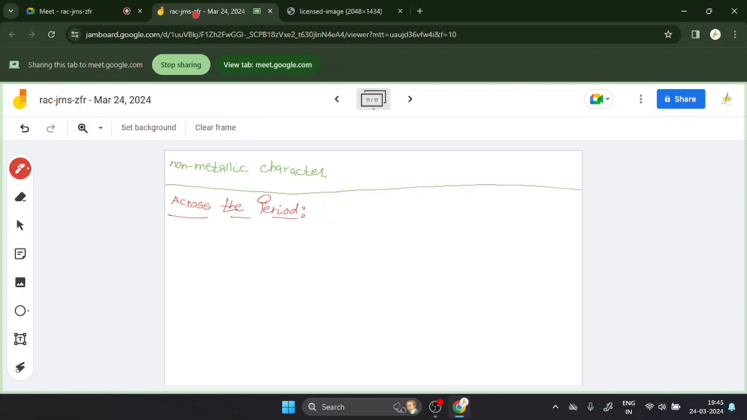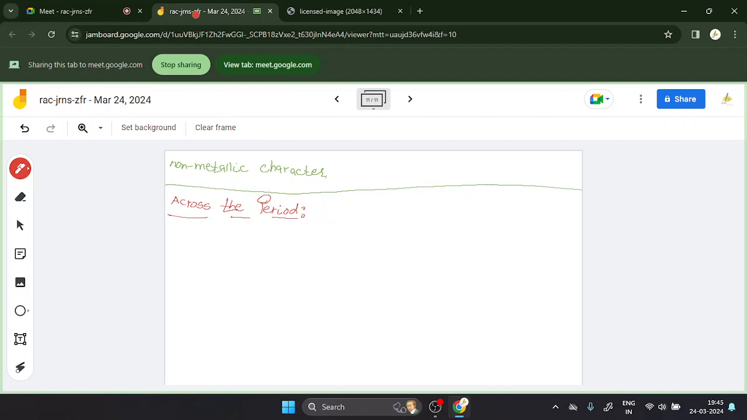The atomic number and the nuclear charge increases. Very good. So then non-metallic character will also increase, obviously, right? Because the tendency to gain electrons will be increased due to the increase in the nuclear pull across the period.